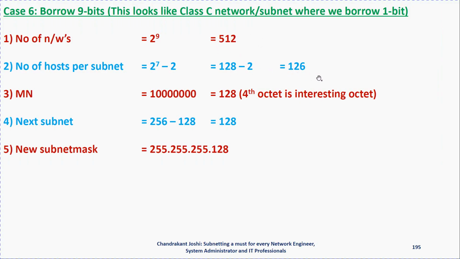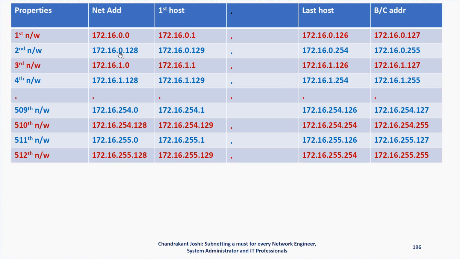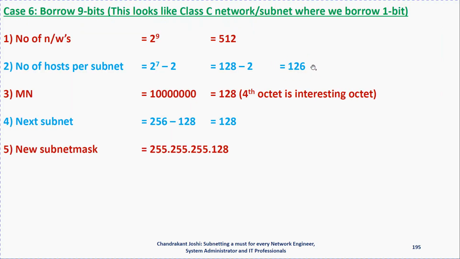Now let us see the number of hosts. So this address minus 1 will be 0.127. So this is the broadcast. So one more than the network is the first host, one less than the broadcast is the last host. From 1 through 126 we have 126 valid hosts.